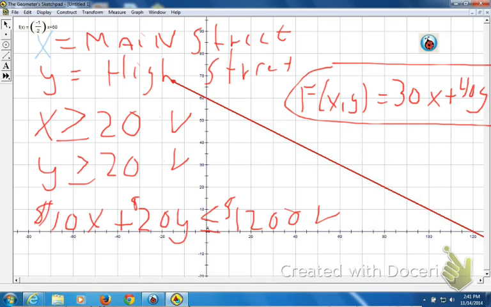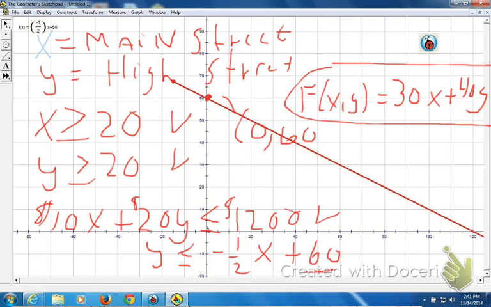Now if you notice the last one, if we solve this for Y, this becomes Y is less than or equal to negative 1/2 X plus 60. So what I'm going to do is go ahead and graph that. You notice that the y-intercept here is 60, so let's go up to 60 and make a dot. You go down 1 over 2, down 1 over 2, and so this point right here is going to be 0, 60.